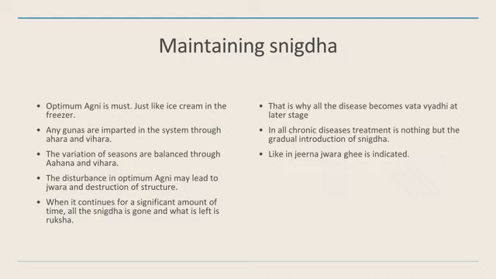Any guna is imparted in the system through ahara and vihara. So snigdha is also the same. If you take the food dominant with snigdha, the body will have proper snigdha, it will assimilate, the agni will have proper fuel and the whole system will work fine. If you don't take snigdha to the system, like a lot of people do in dieting and other activities, if there is no proper snigdha to the system, slowly the ruksha will increase, the agni will get disturbed and it will give rise to many kinds of diseases.